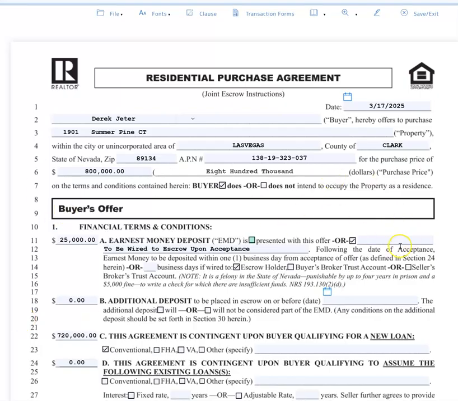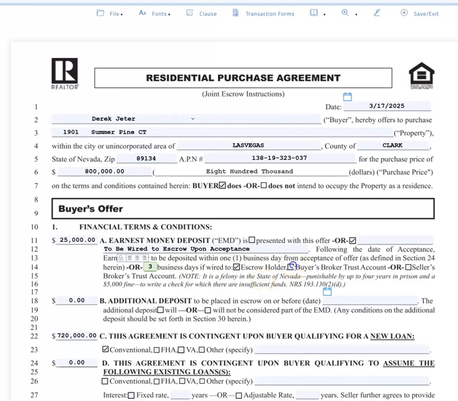Now, line 12, following the date of acceptance, earnest money to be deposited within 1 business day from acceptance of the offer as defined in section 24 herein, or I can put a number in here, blank business days if wired. So do we want it to be deposited to escrow within 1 day, or do we want it to give us more time? We want to give our buyer more time. So you're always going to put the number 3 here on line 14. 3 business days, and again, it's wired to the escrow company.